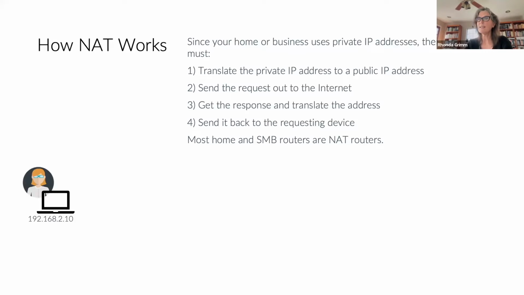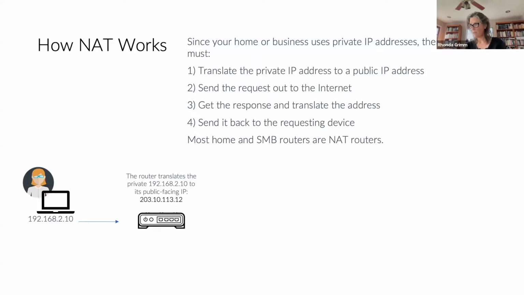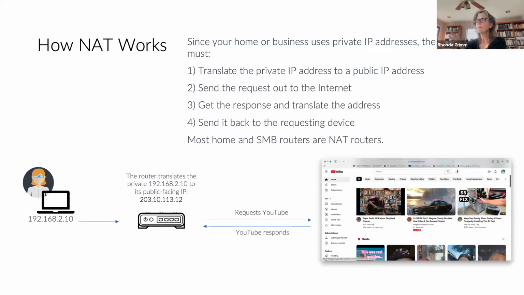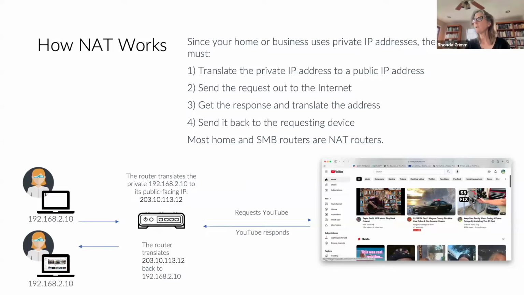So what does that look like? Here's Alice. She's at 192.168.2, and her laptop there has a host address of 10. She sends a request to the router, and the router translates her private 192.168.2.10 to its public-facing IP address, 203.10.113.12. It sends the request to YouTube, finds YouTube. YouTube responds. The router then takes that public-facing address it has, and translates it back to her device, and she gets her YouTube page.